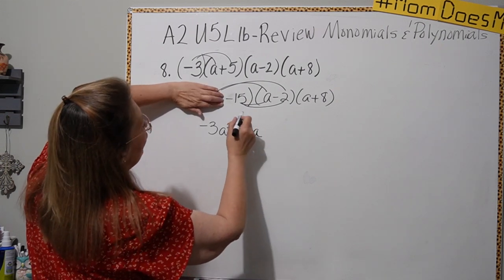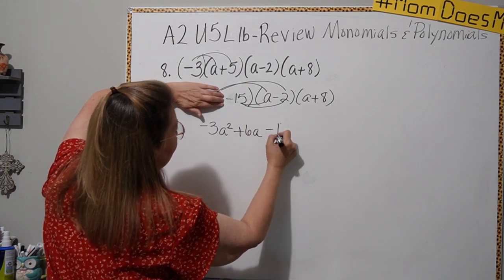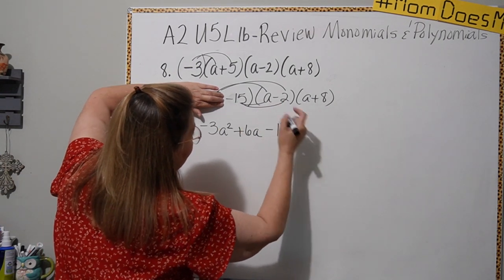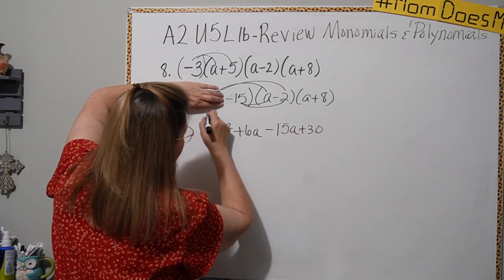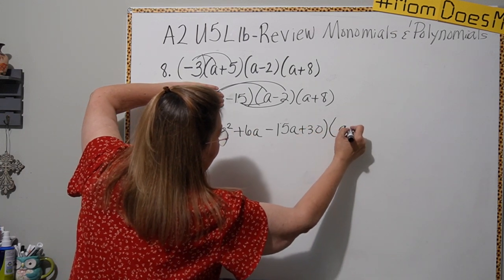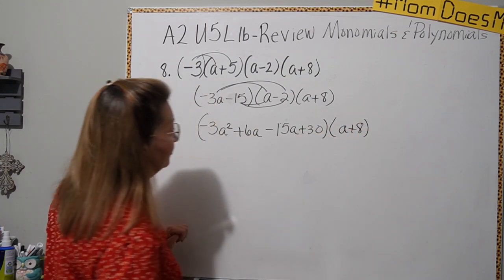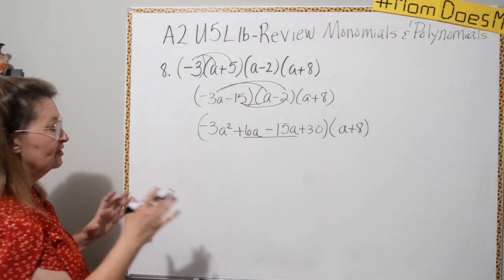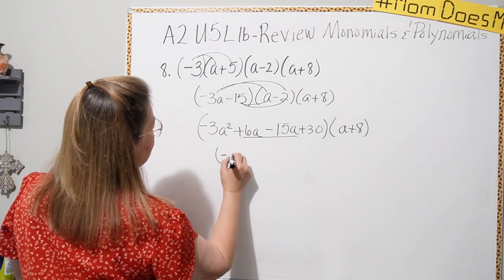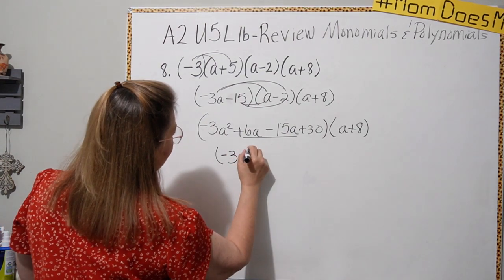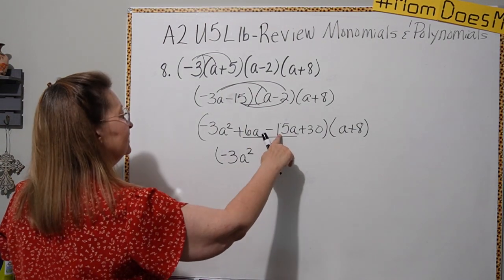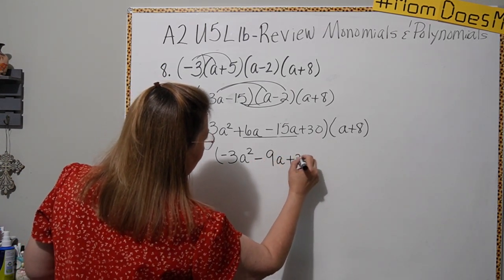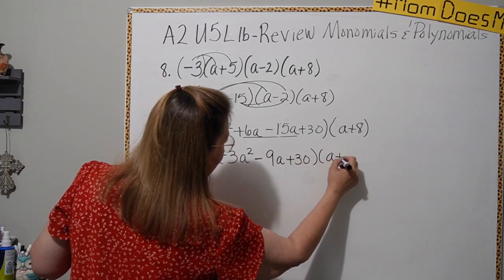All right, negative 15 times a is minus 15a. And negative 15 times negative 2 is positive 30. Okay, so I have this. I also have the a plus 8. Now, I can combine these two terms in the center, and that's going to help me out just a little. So I'm going to go ahead and do that. I have negative 3a squared. Positive 6 minus 15 is going to be minus 9a plus 30 times a plus 8.